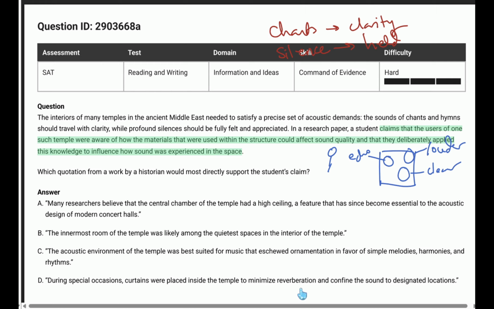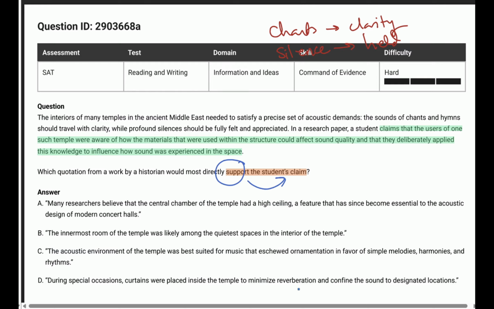Now, before we move on, we need to get to the point I mentioned earlier at the very beginning. Read the question. Read the question. Which quotation from a work by a historian would support the student's claim? Nice. We're not weakening, we're supporting the claim this time.